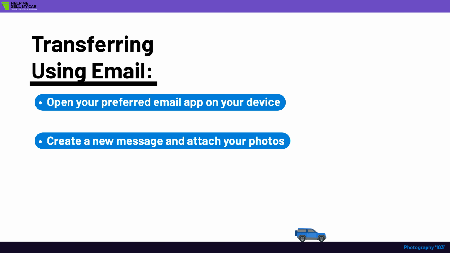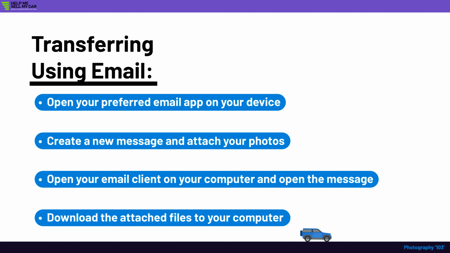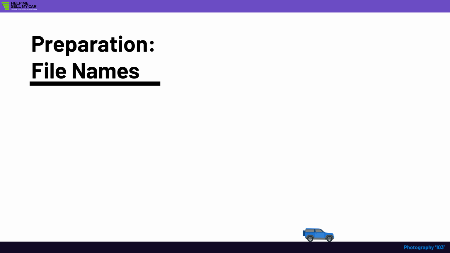Once you have successfully sent your email, you just need to check your email on your computer using your preferred client and open the new message. All you need to do now is download the attached photos to your chosen location and you should be ready to proceed. Now that you have transferred your photos from your device to your computer, we have a couple of recommendations on how you can save yourself some time during the actual listing process.